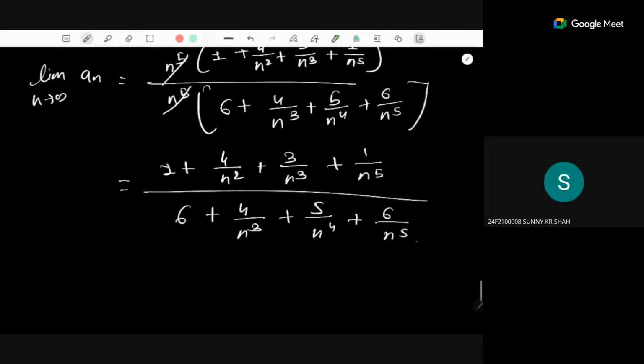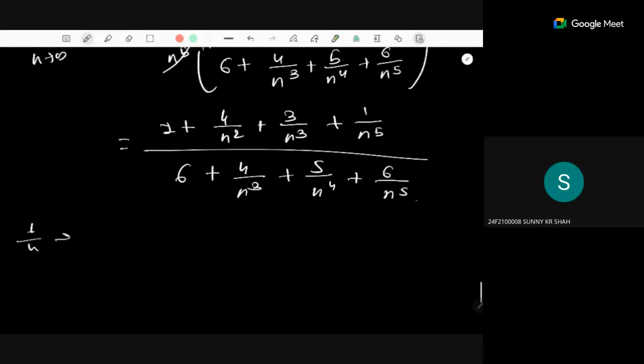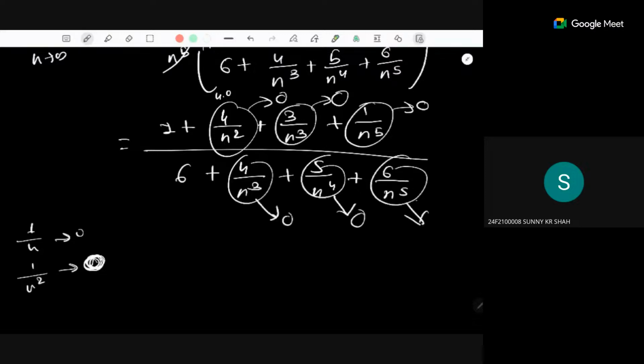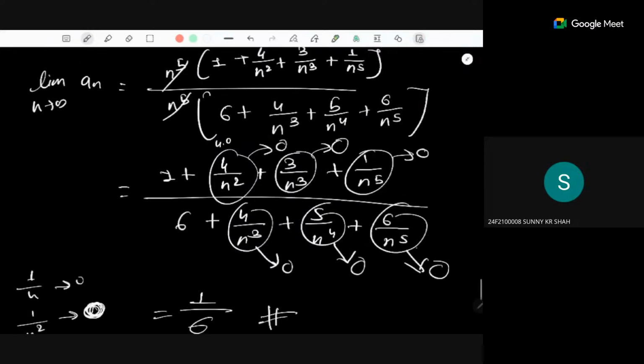Now here what we can do, we know that since 1 by n goes to 0, 1 by n square, 1 by n cube and any power of 1 by n will also go to 0 because of the obvious reasons, right? So that means if we apply n goes to infinity, this term will go to 0, this term will go to 0, and again any constant multiple of 0 is nothing but 0 only. So here we will have 4 into 0, which is nothing but 0. Right? So this will also go to 0, this will also go to 0, and this will also go to 0. So that means if we apply n goes to infinity, the limit will be 1 by 6. Okay, so the answer is 1 by 6.